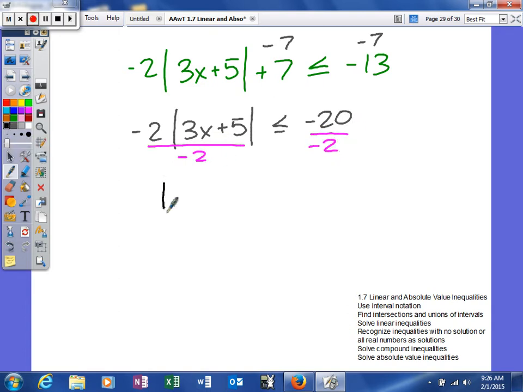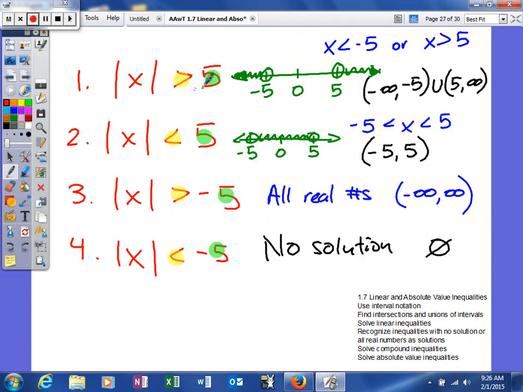When I do that, I'll get the absolute value of 3x plus 5 is, I know this is going to be a 10. The tricky thing is I need to know that I'm going to flip my inequality. So I did divide by a negative, so as you can see, I flipped my inequality. So now that I have my absolute value by itself, this stuff is greater than or equal to 10. Now this actually falls into this category.